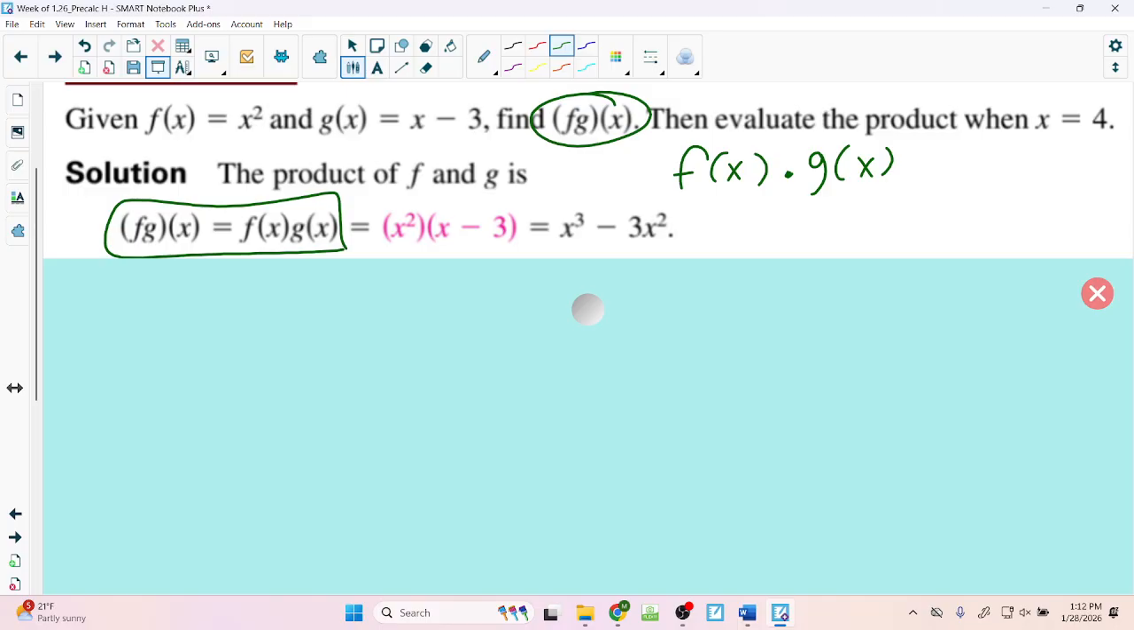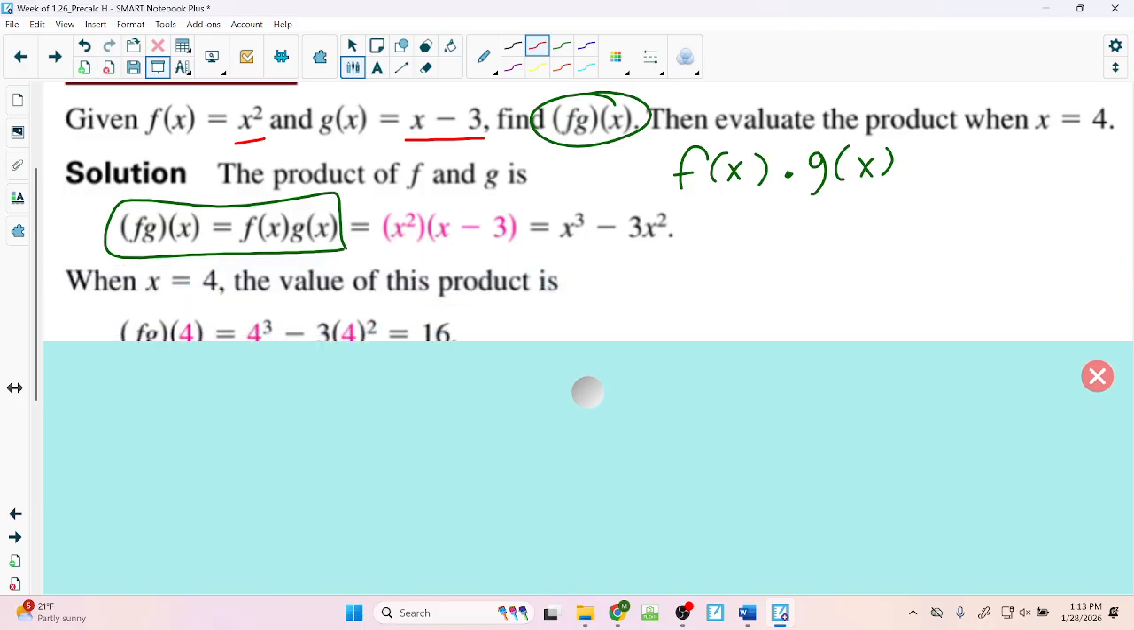So you're taking x squared and multiplying it by x minus 3. These two red things are these two red things. That's it. That's f times g of x, or f of x times g of x. Pretty simple. And it might say evaluate when x is 4.